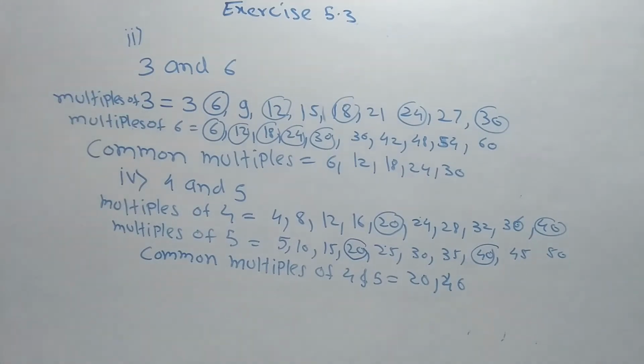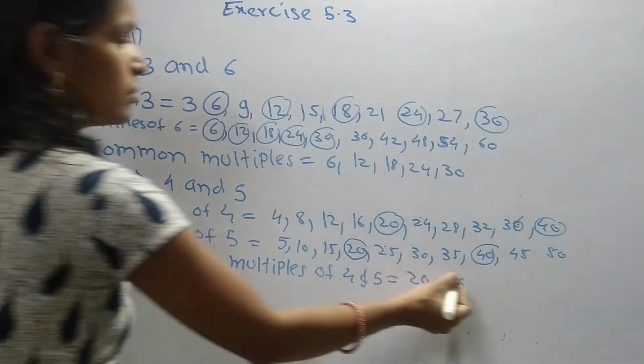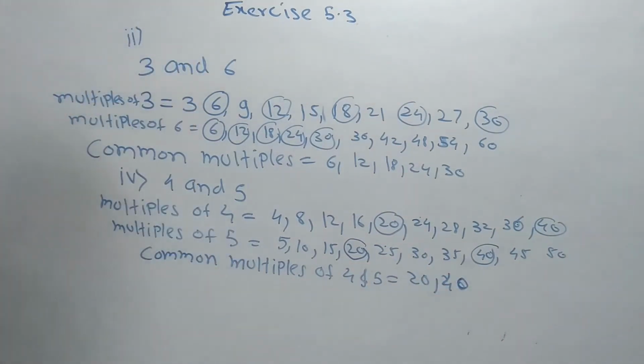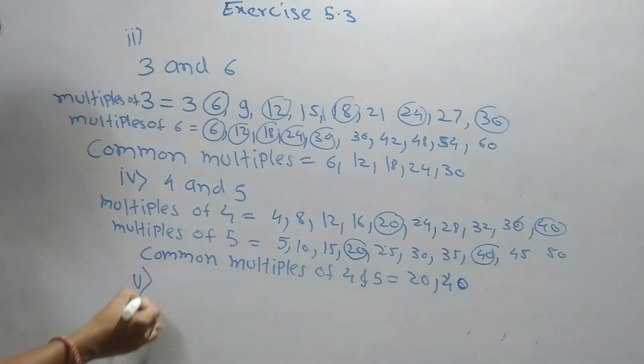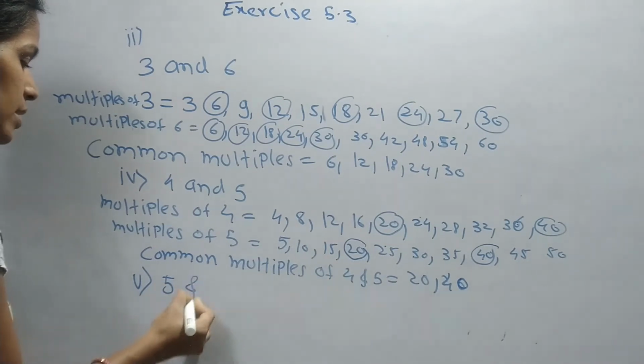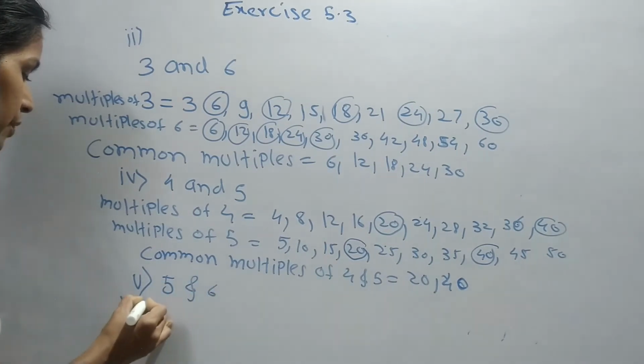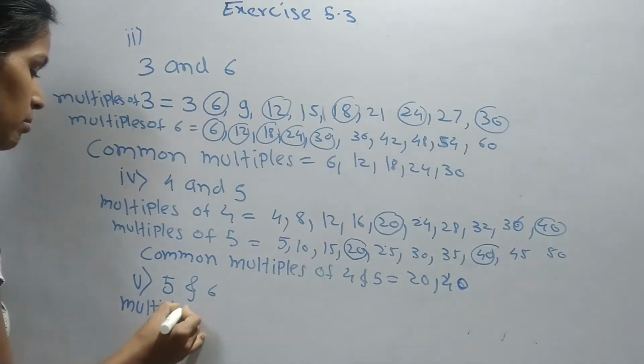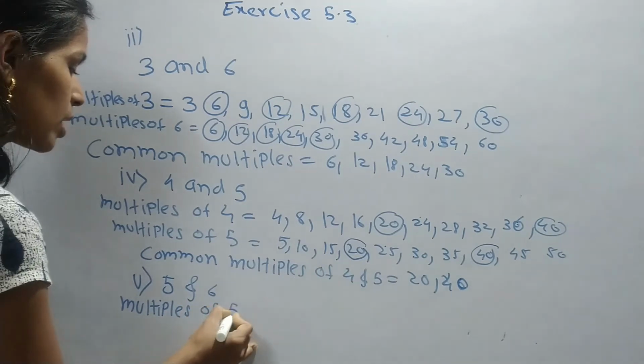Now let's solve one more example. Example number 5. Here you have to find the common multiples of 5 and 6. 5 and 6 are again co-prime numbers. What are the multiples of 5?